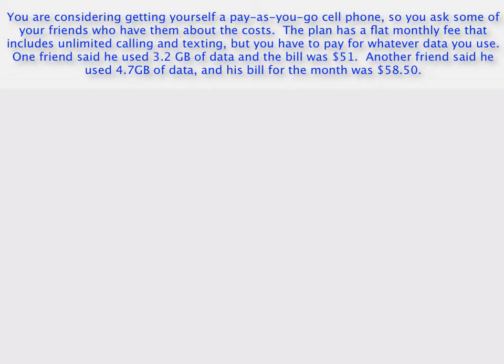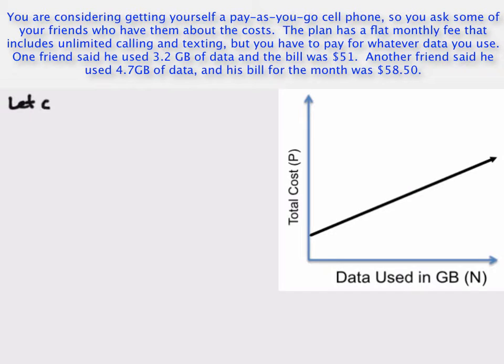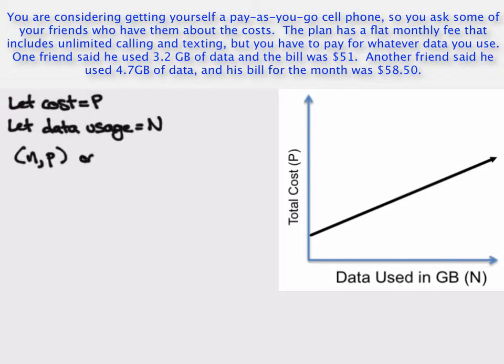All right, first things first, we have to define our variables. Let's let the independent variable be our data usage, measured in gigabytes, and we'll call that N. And let's let our dependent variable be the cost, and we'll call that P. So all of our ordered pairs in this case will be of the form (N, P), or (data usage, cost).